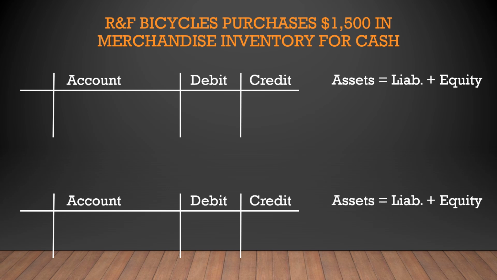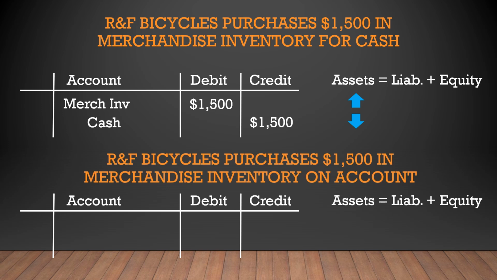Let's do a quick review. Remember our basic journal entries for acquiring merchandise. We debited merchandise inventory for an increase in assets, and we credited cash for the decrease in our cash asset. In the case of a credit purchase, it's the same entry, save we credit accounts payable for the increase in the obligation to pay. So that's what we book when we acquire merchandise inventory. What do we record when we sell that inventory?